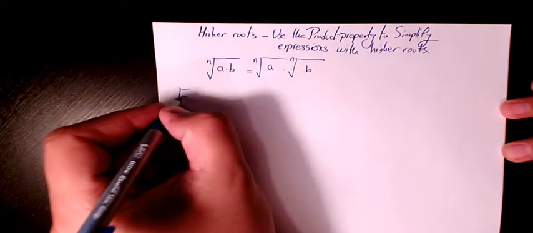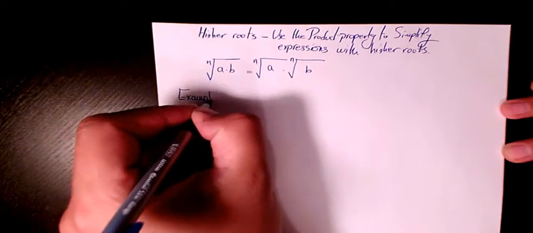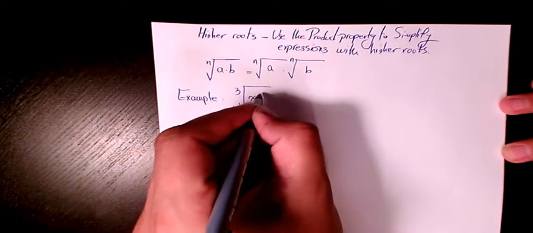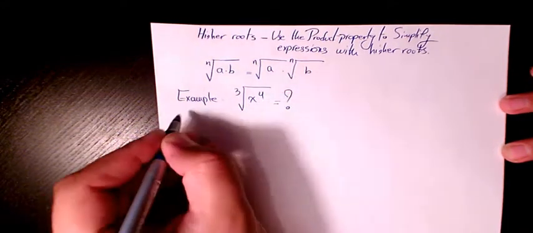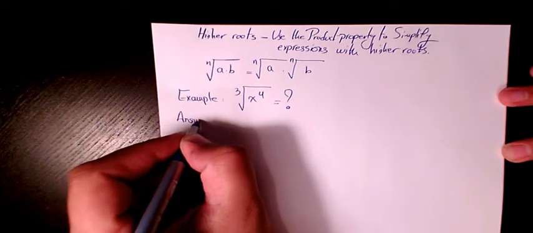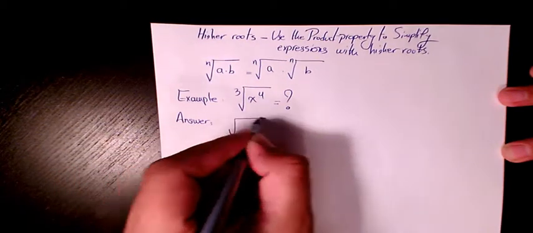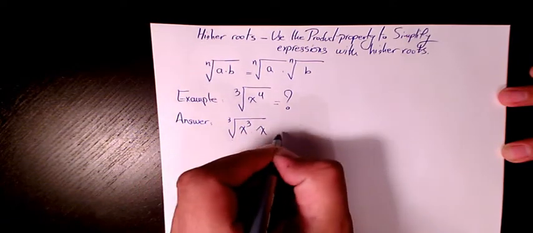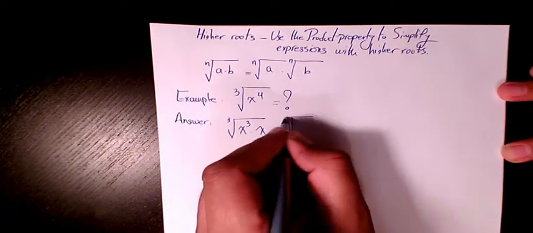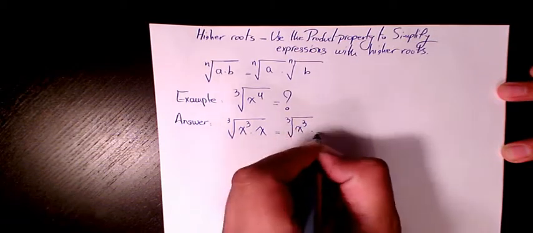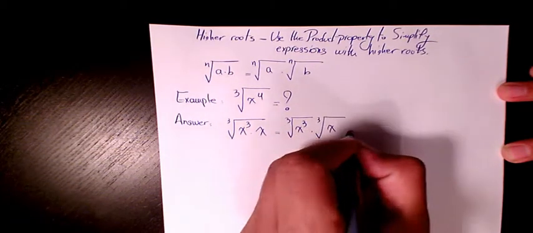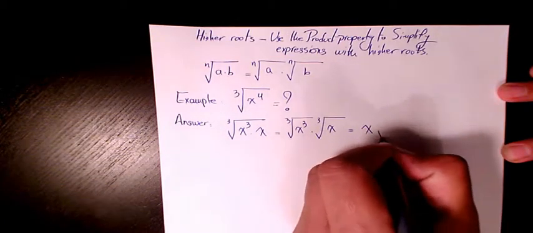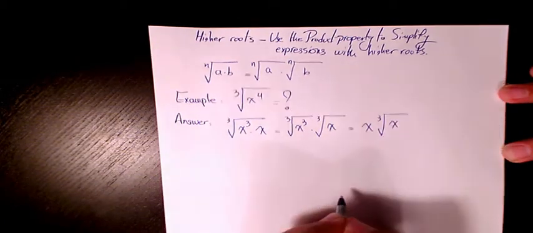For example, we have the cube root of x to the power of 4. Answer will be, I can write x to the power of 4 as x to the power of 3 times x, which will be third root of x to the power of 3 times third root of x. The answer to the first one is just x times third root of x.